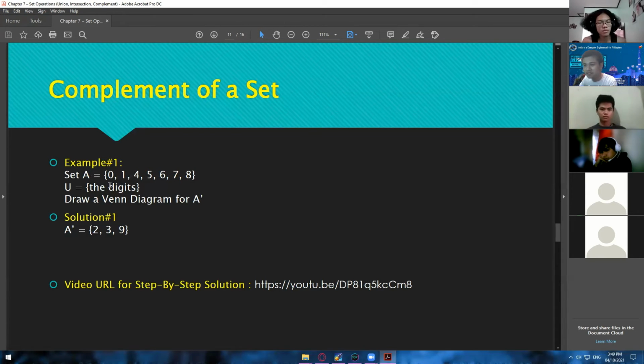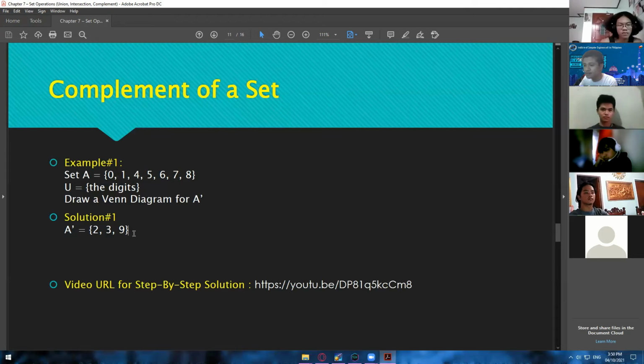So here is a solution. So we have 0, we have 1, but we don't have 2. So we put that one as a complement of set A. And then we don't have 3, so we put that one also. We have 4, we have 5, 6, 7, 8, but we don't have 9. So we also put that one on the complement of set A.